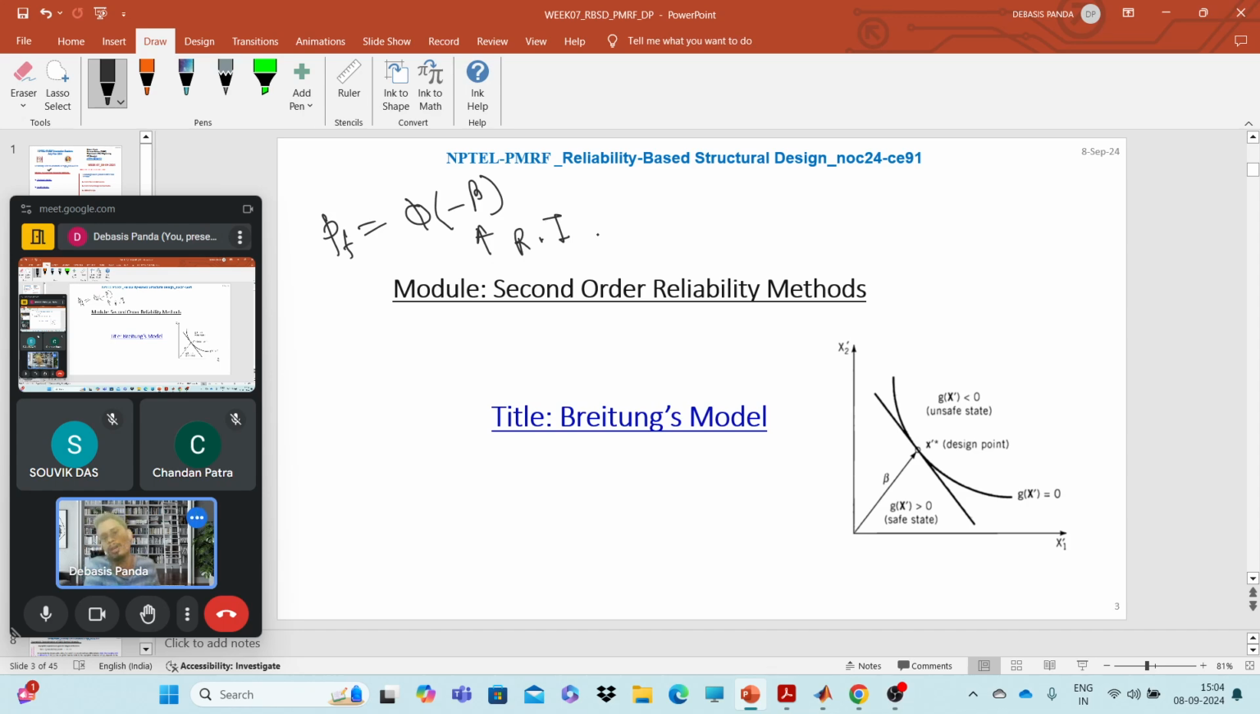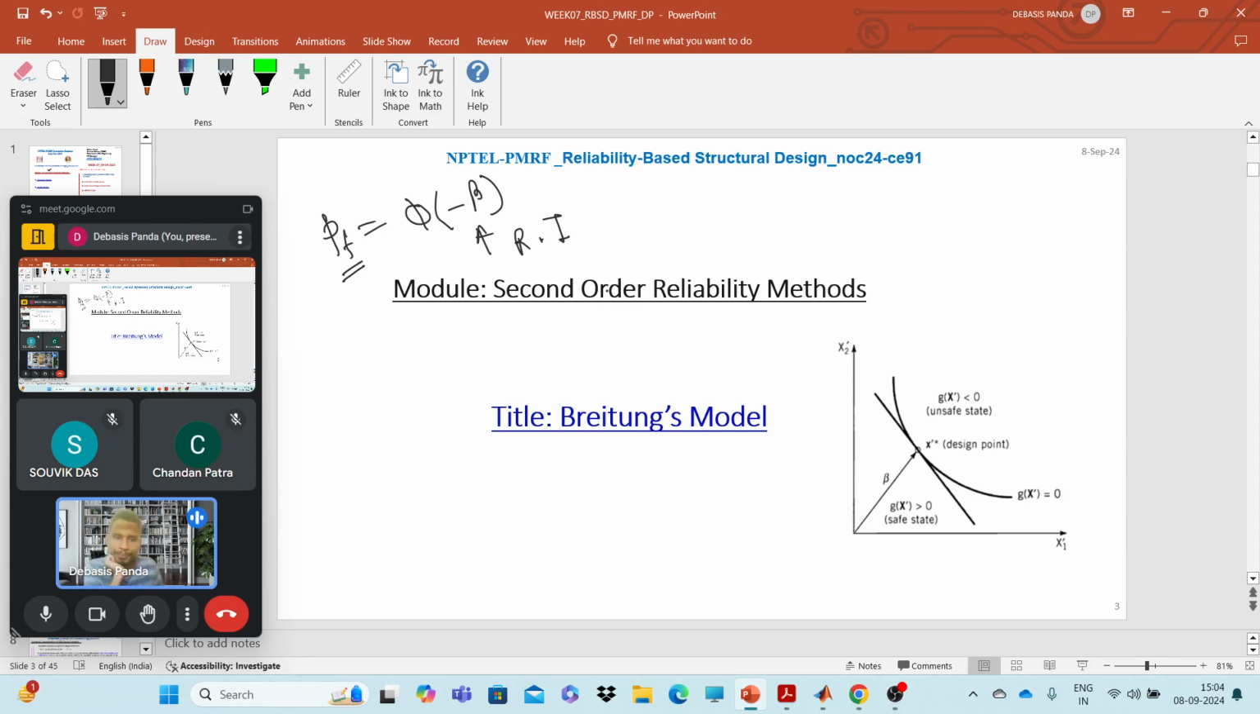And we saw that the Hasofer-Lind reliability index addresses the lack of invariance problem which occurs in the mean value first order second moment method, or more precisely in Cornell's reliability index. So just to recapitulate, the probability of failure from the first order reliability method is phi of minus beta, and beta we can calculate with the gradient-based FORM method, which we have already seen.